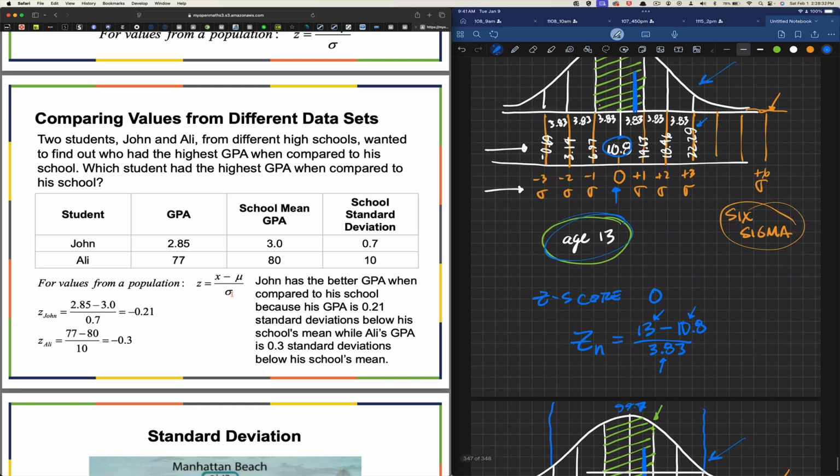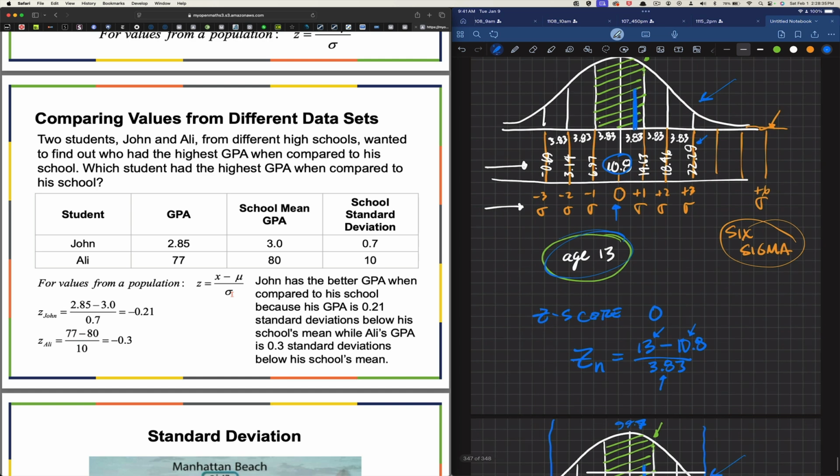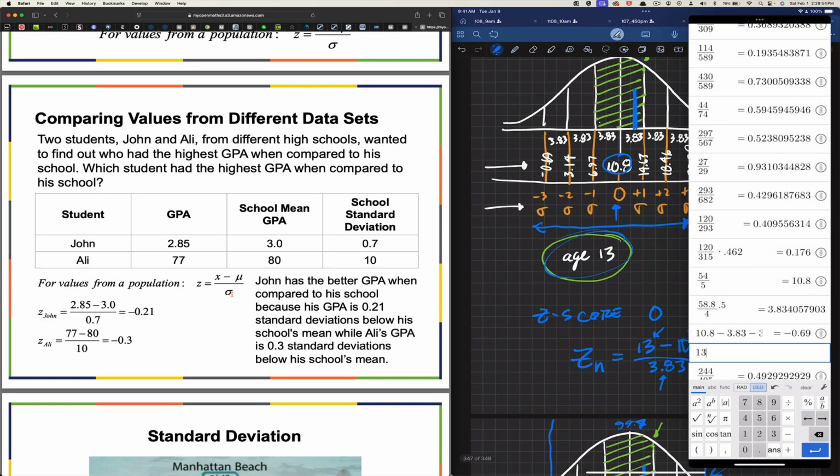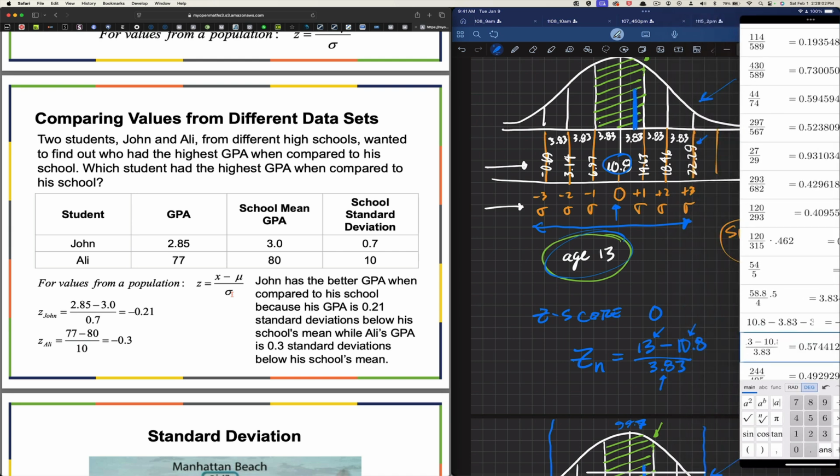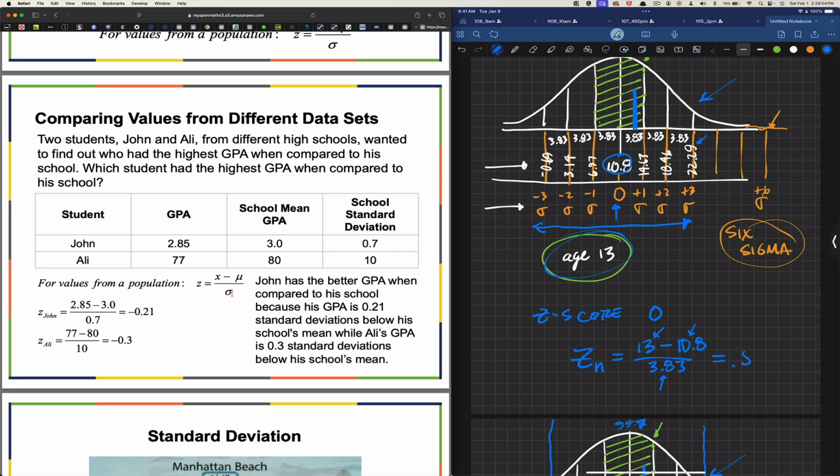We are essentially normalizing this 13. The 13 doesn't mean anything on its own. But based on how clumped together or how the population behaves, we can figure out where it exists along this continuum, this horizontal axis. Where does it sit? How many standard deviations away? And so 13 minus 10.8, and then I'm going to divide all of that by 3.83. And her z-score is 0.574. Which my blue line here is not too far off.